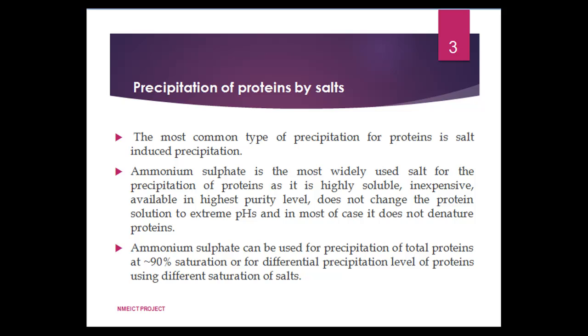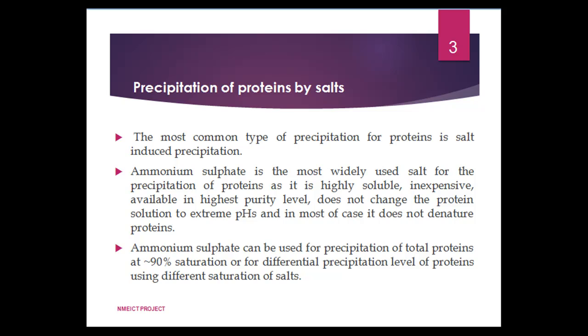The most common type of precipitation for protein is salt-induced precipitation. Salts such as ammonium sulfate and sodium sulfate are widely used to precipitate out proteins. Ammonium sulfate is the most widely used salt for the precipitation of proteins, as it is highly soluble, inexpensive, available in highest purity level, does not change the protein solution to extreme pH, and importantly, in most of the case, it does not denature protein.